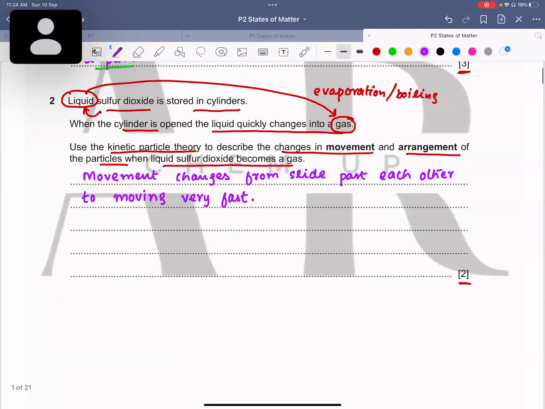Now, what about the arrangement? Sir, the arrangement stays irregular to irregular. It does not change. So it is not a change, but we have to mention the change to get the second mark. Listen, both are irregularly arranged. But when we talk about it, it was irregular before, and now going to gas it becomes even more irregular. Who left the class? Sir, they all rejoined it.